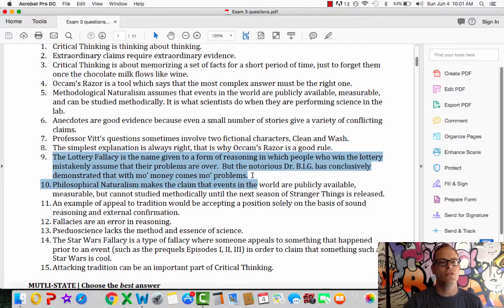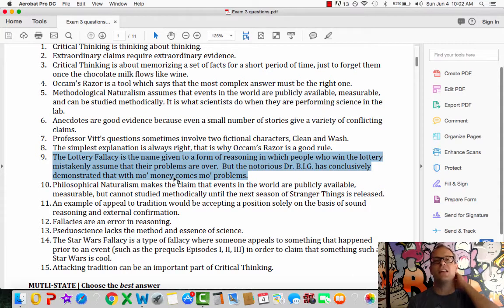This one would be important to know. The lottery fallacy is the name given to a form of reasoning in which people who win the lottery mistakenly assume that their problems are over. But the notorious Dr. B.I.G. has conclusively demonstrated that with more money comes more problems. Okay. This is false, right? The lottery fallacy is not a form of reasoning people who win the lottery have.